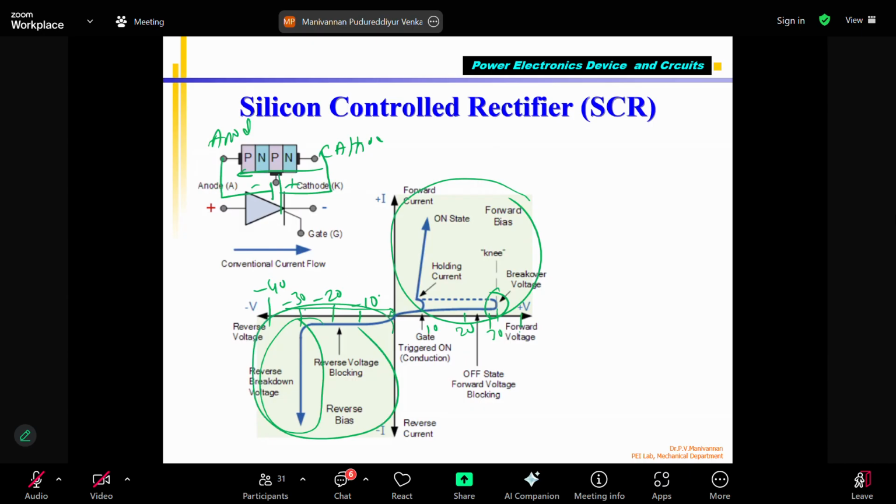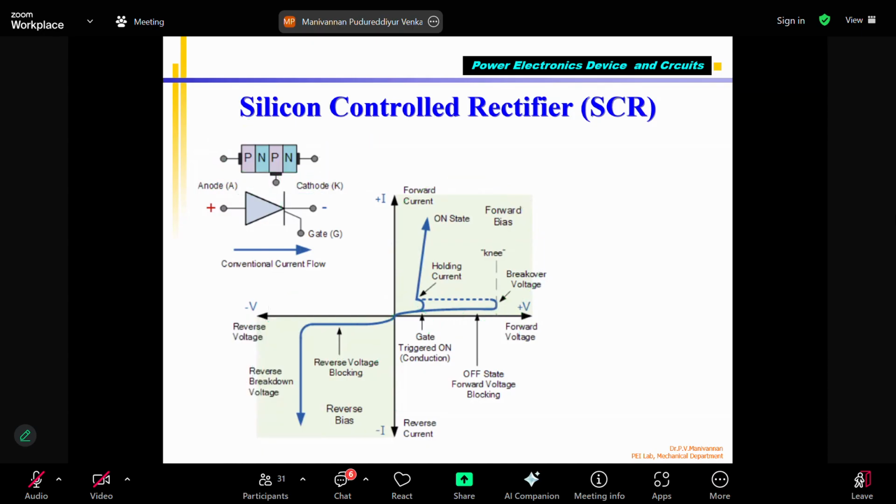When the voltage exceeds beyond what the manufacturer specifies, current will flow, so generally we don't use it. This region is called the reverse blocking region. That means anode is negative, cathode is positive. Correct? At that time the SCR will not conduct. Again, you can see the current is negative, almost 0. Theoretically it should be 0, but practically microamps are flowing.